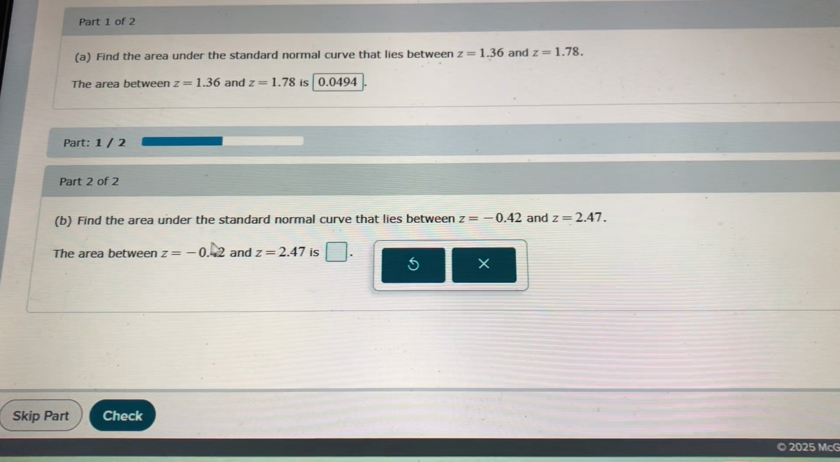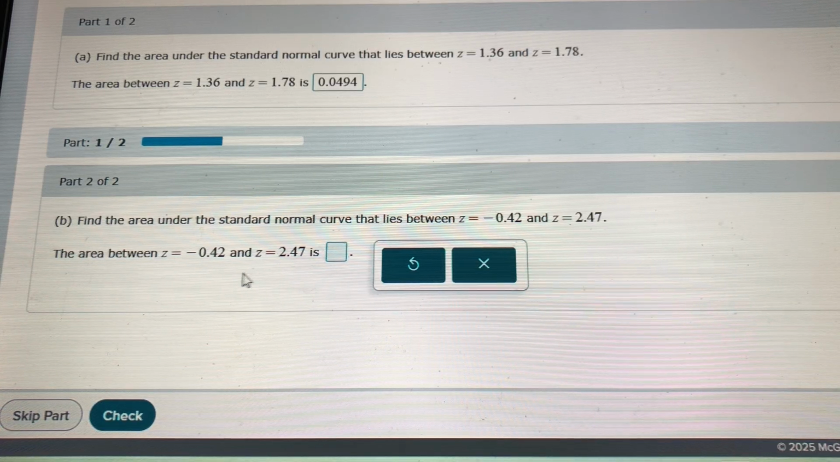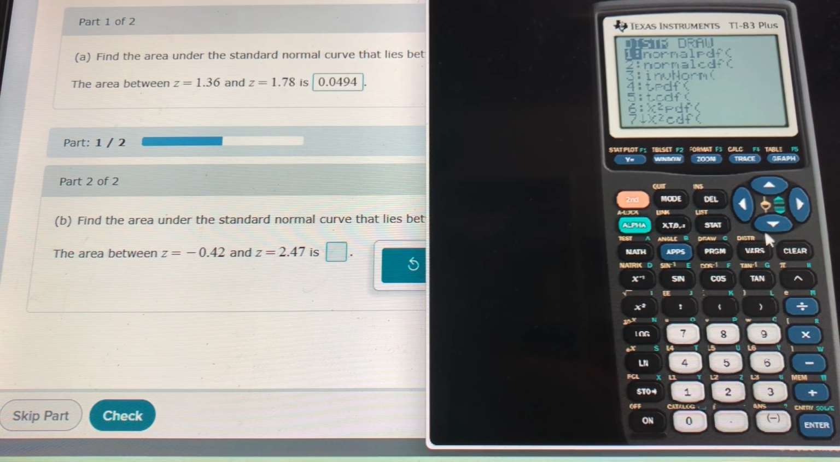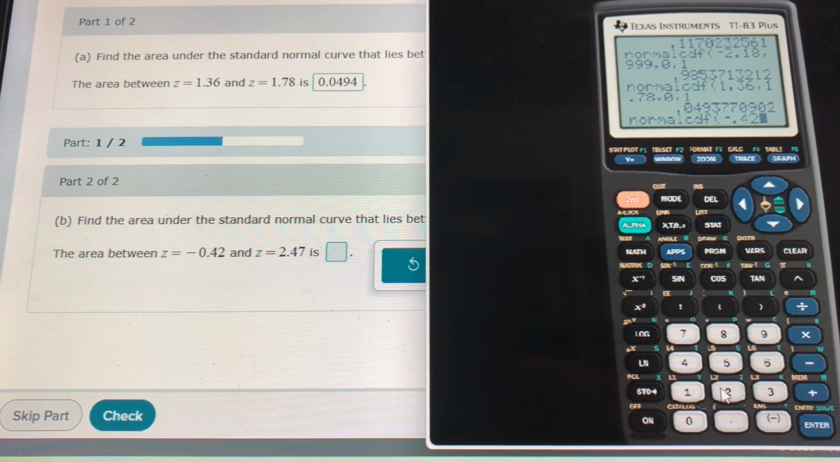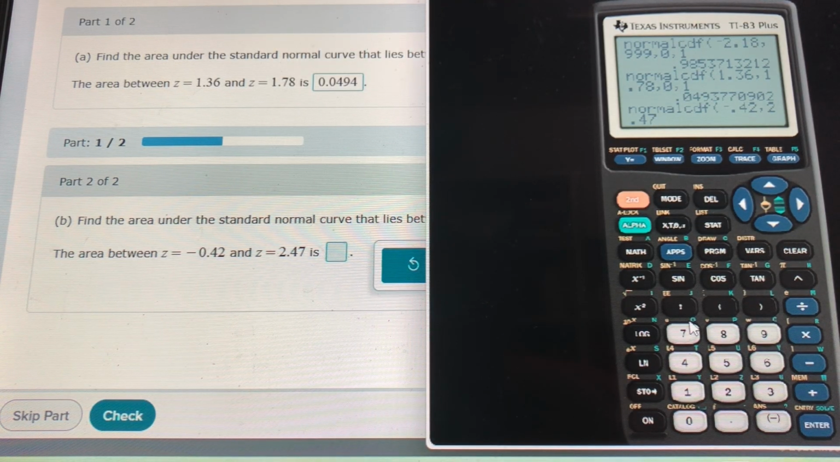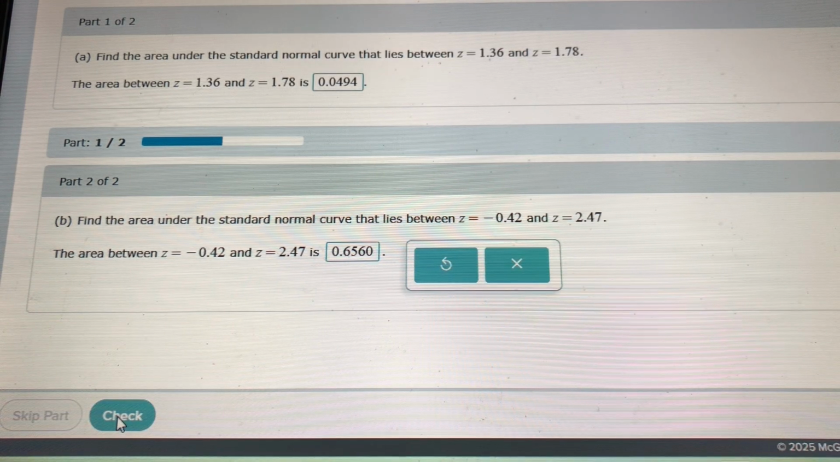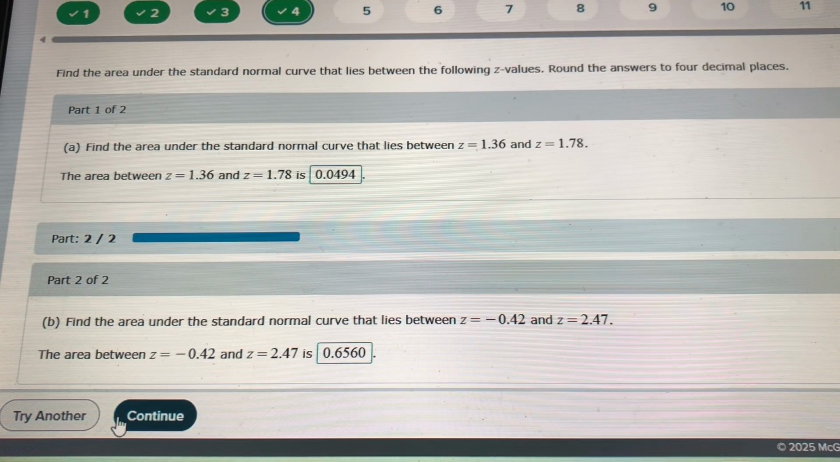And here's a between where one of them's negative and one of them's positive. That doesn't bother me. I always put the lower number first, and negatives are smaller than positives. So the negative is definitely the lower one. Normal CDF, negative 0.42. And positive 2.47 is definitely the upper number. Still standard normal, so still 0 and 1. 6560. So problems 2, 3, 4, they're just going through the three cases kind of individually where they think there's a difference between giving you positive and negative numbers, but there really isn't.